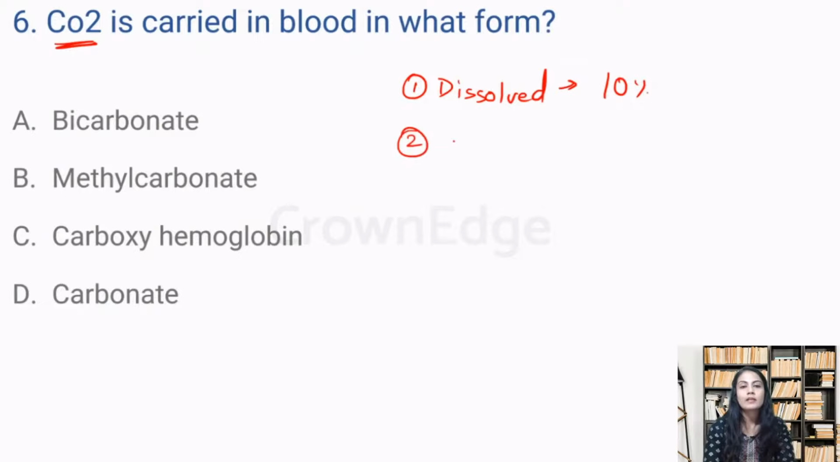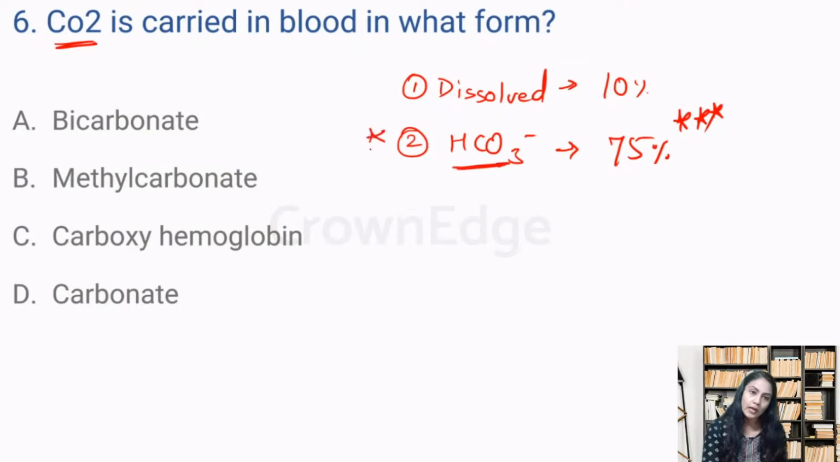The second one is with the help of bicarb. Some carbon dioxide goes in the form of bicarb towards the lung, and that is important: it is 75%. 75% out of 100%. It is very, very important. Most of these questions already came 3 to 4 years before. Most common form of carbon dioxide carriage in the blood: even if they ask most common, the answer will be the same, bicarbonate. The answer over here also is bicarbonate.